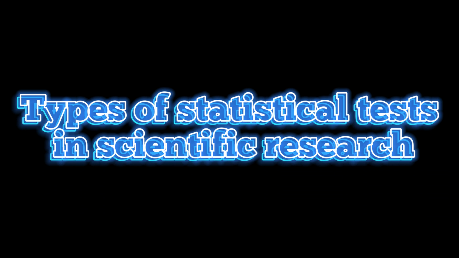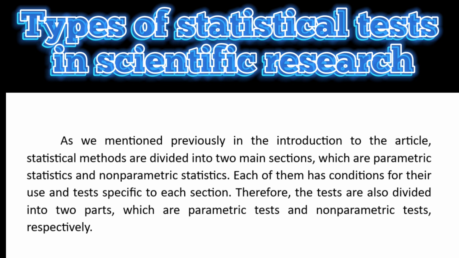Types of statistical tests in scientific research. As we mentioned previously in the introduction to the article, statistical methods are divided into two main sections, which are parametric statistics and non-parametric statistics. Each of them has conditions for their use and tests specific to each section. Therefore, the tests are also divided into two parts, which are parametric tests and non-parametric tests, respectively.